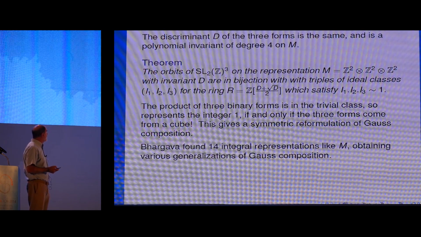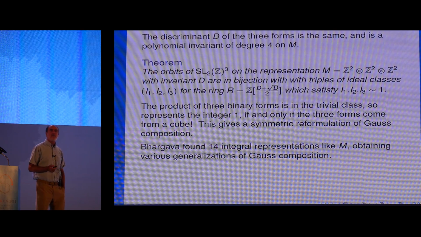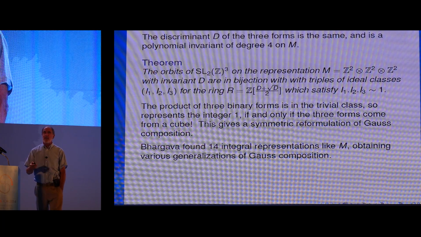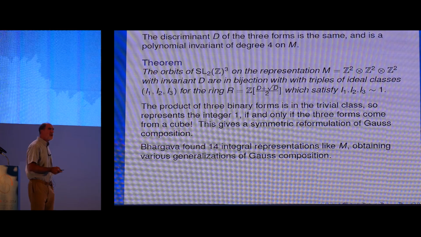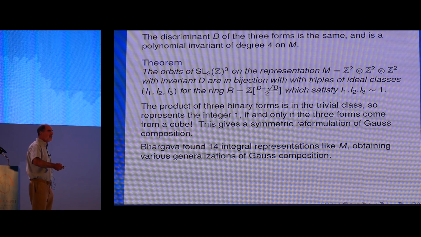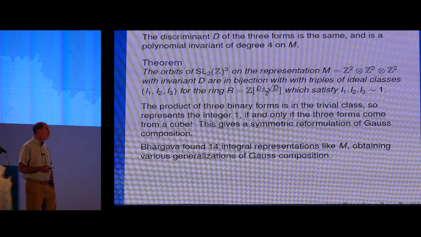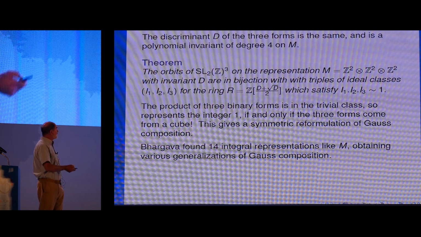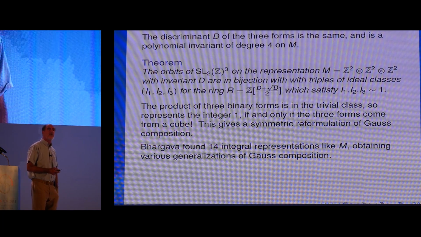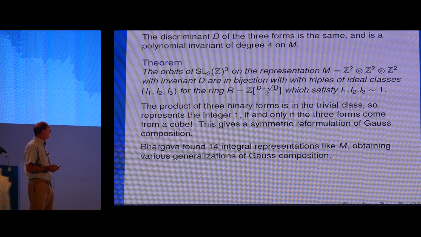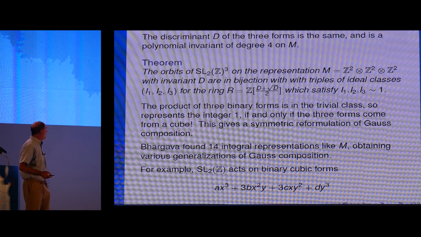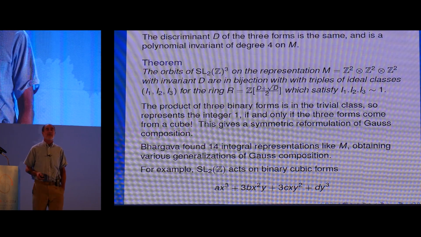Manjul didn't stop there. He found 14 integral representations that had a lot of similarities to Gauss composition. They don't compose anything anymore, but he could parameterize the orbits in terms of arithmetic data. For example, if you take this representation and you restrict to the diagonal SL2, this tensor product of 3 representations is no longer irreducible, but it has an irreducible piece, which is the symmetric cube. And that gives the action of SL2 on binary cubic forms of this type.